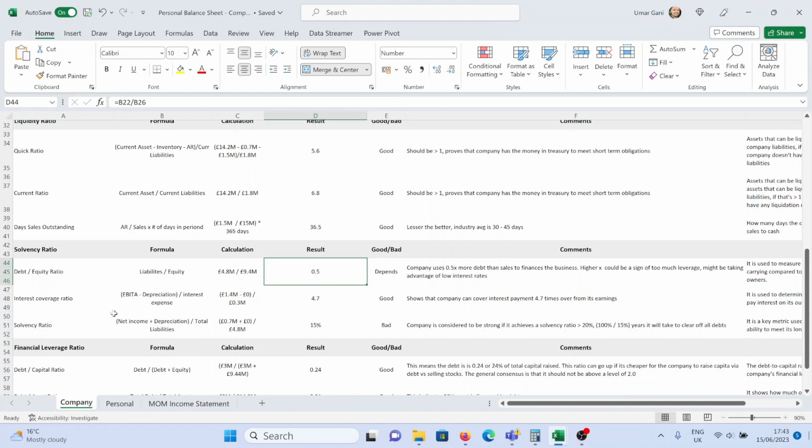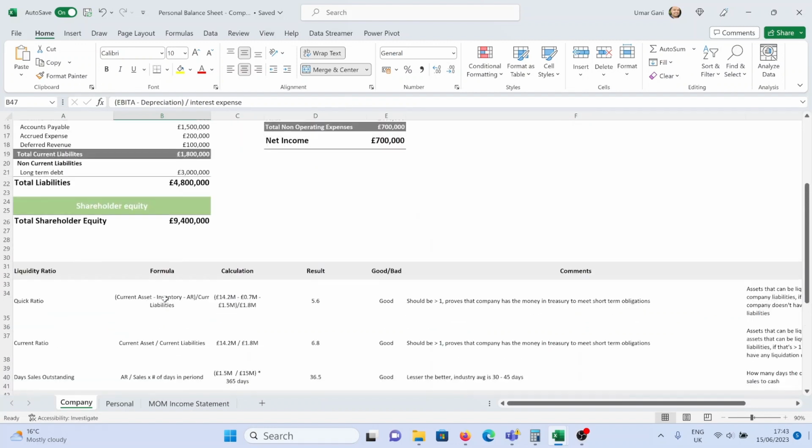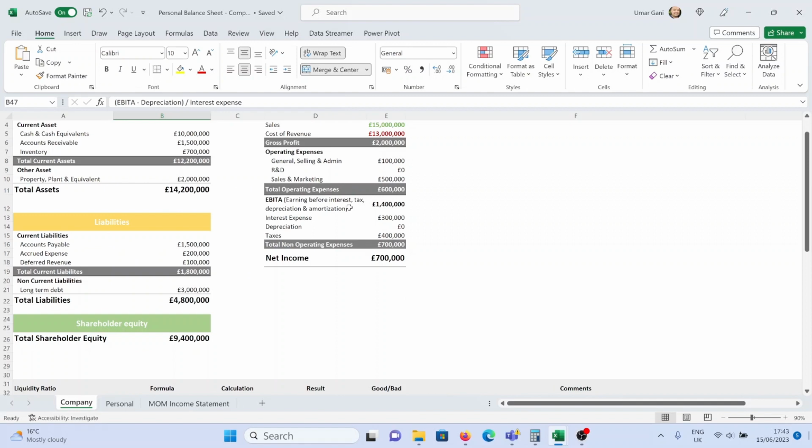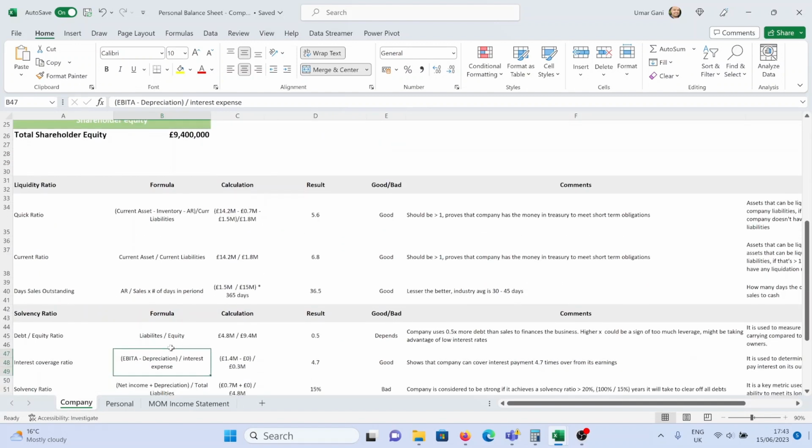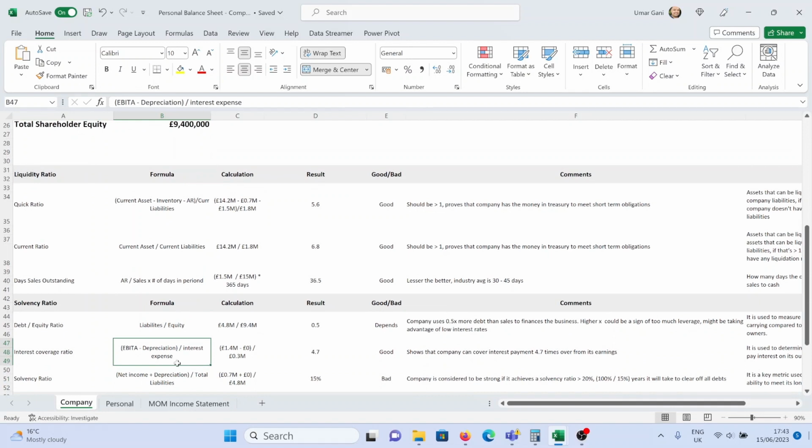The next one is the interest coverage ratio. It is defined as your earnings before interest, tax, depreciation, and amortization, minus the depreciation, divided by interest expense. This says how many times over you can pay the interest. Are you at risk of not being able to pay the interest for the long-term loan you've got?